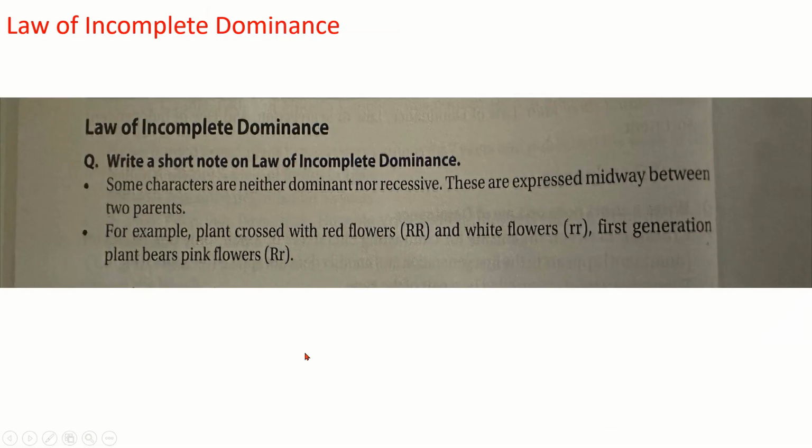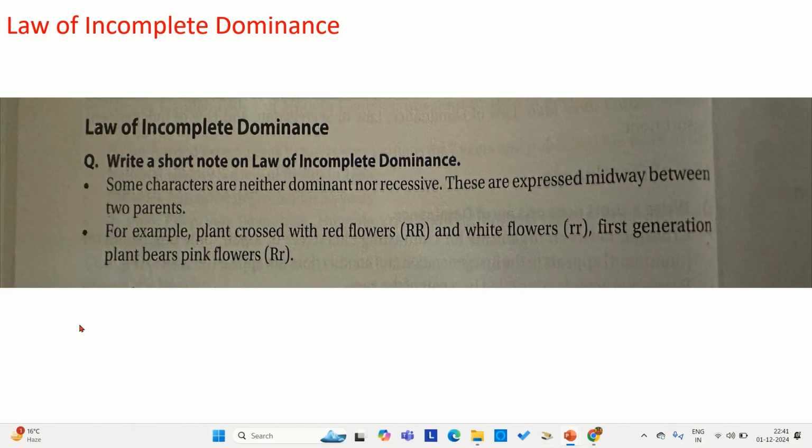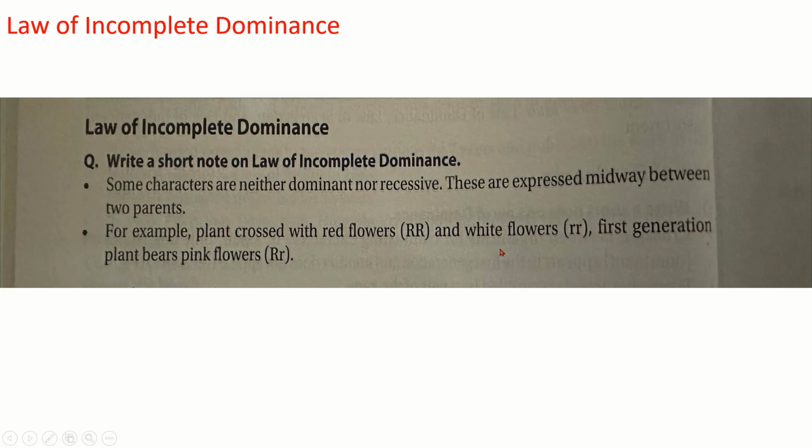Then the law of incomplete dominance. Some characters are neither dominant nor recessive. They are expressed midway between two parents. For example, you can see the red flowers cross-pollinated with the white flowers. The first generation is pink flowers. Neither the flowers are red nor white. It is midway, pink flowers. This is the law of incomplete dominance.